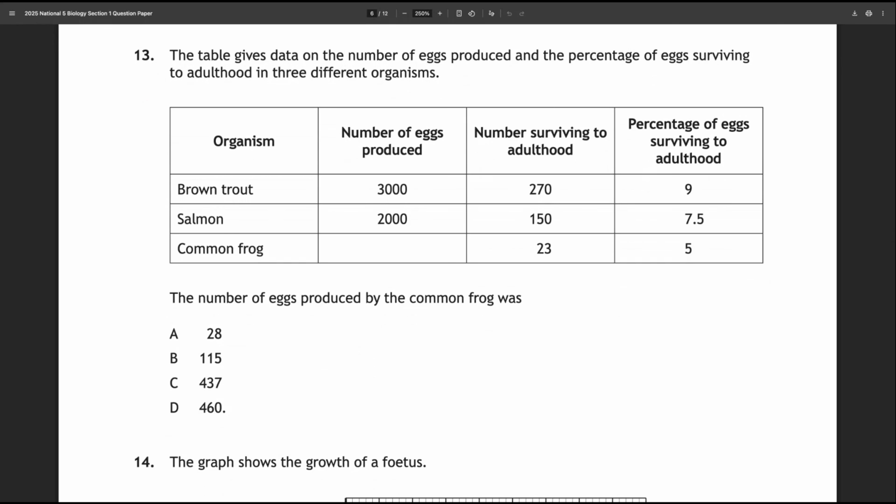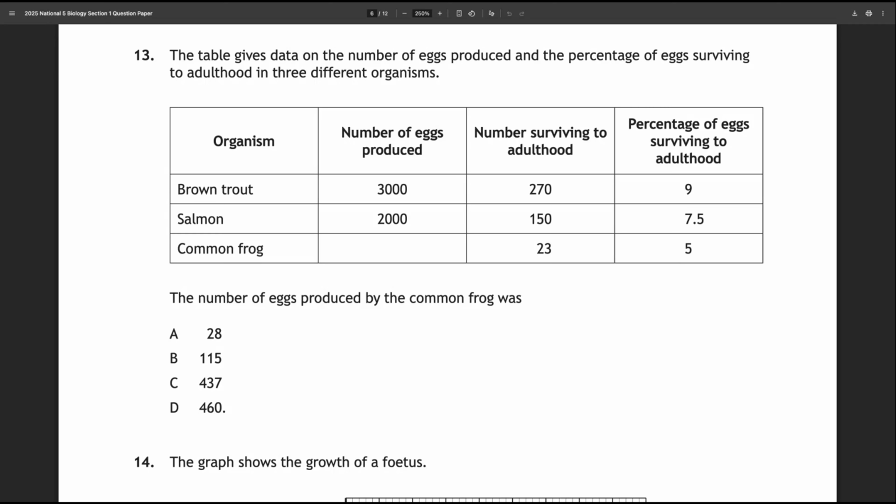Question 13. The table gives data on the number of eggs produced and the percentage of eggs surviving to adulthood in 3 different organisms. So we've got the brown trout, the salmon, and the common frog, and you've got their various figures there for the eggs produced, surviving to adulthood, and the percentage of eggs surviving. So the number of eggs that were produced by the common frog was, so you're doing a reverse percentage calculation here in order to find this out.